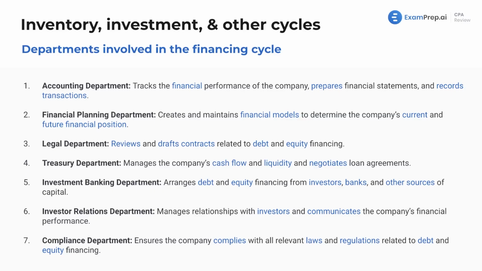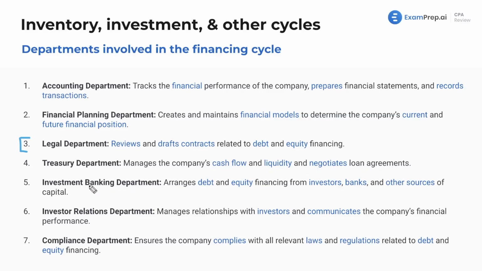For the financing cycle, overall debt and equity, we've got a couple departments. Accounting department, this is going to be the individuals that track the financial performance of the company. They prepare the financial statements and record transactions. Financial planning department, they create and maintain financial models to determine the company's current and future financial position. The legal department is going to review and draft contracts related to debt and equity financing. Definitely a lot of legal possibilities with this. Treasury department is going to manage the company's cash flow and liquidity and negotiate any loan agreements.